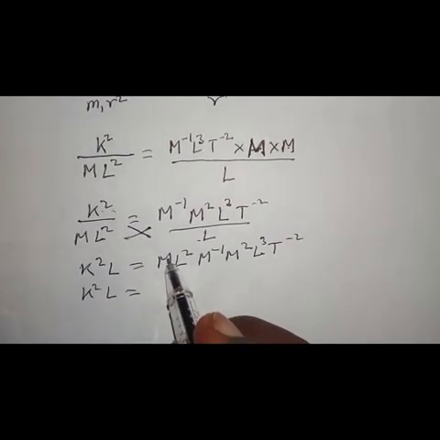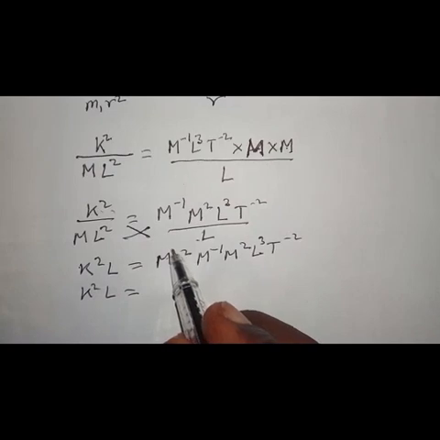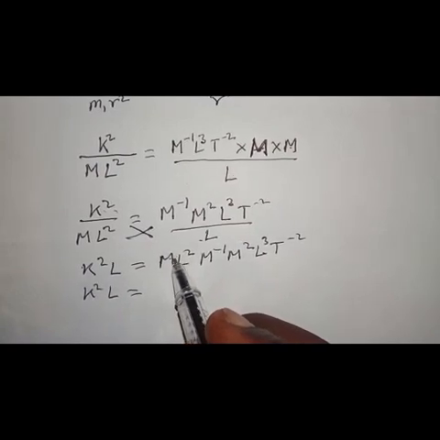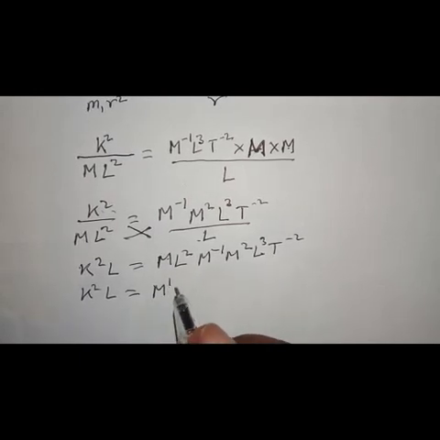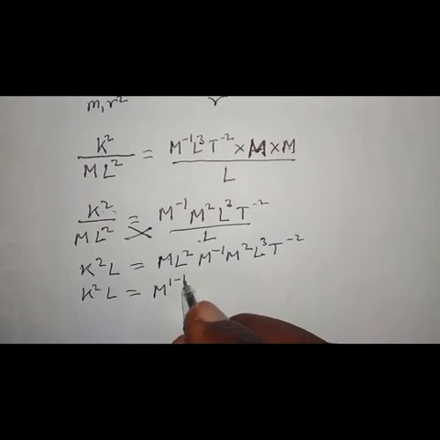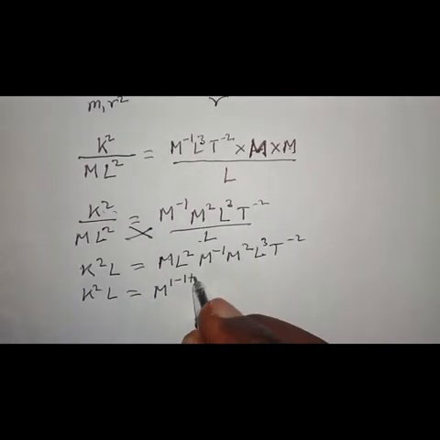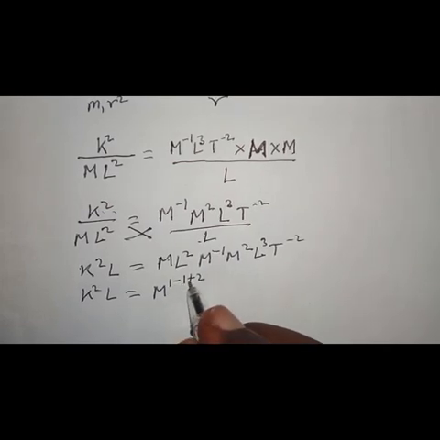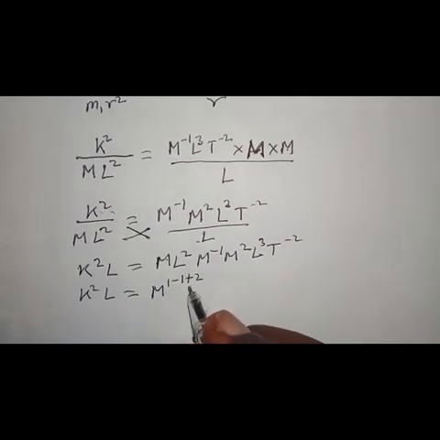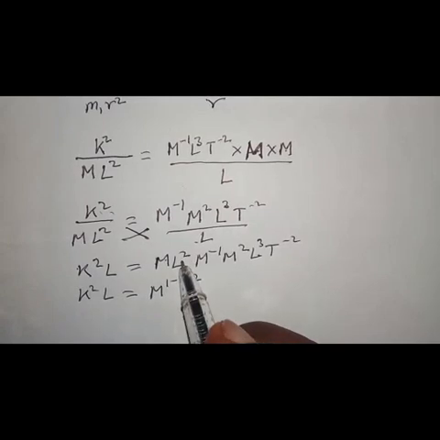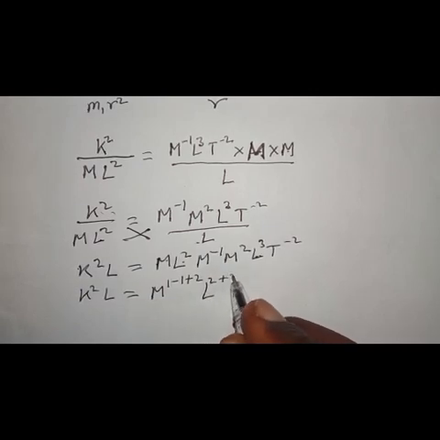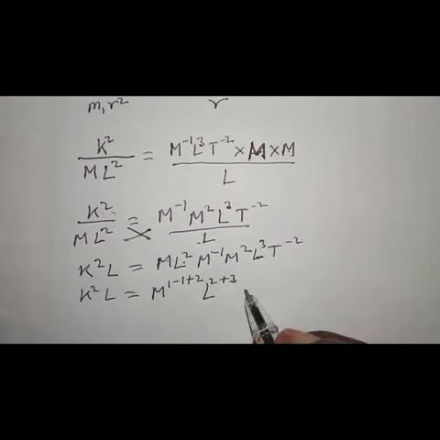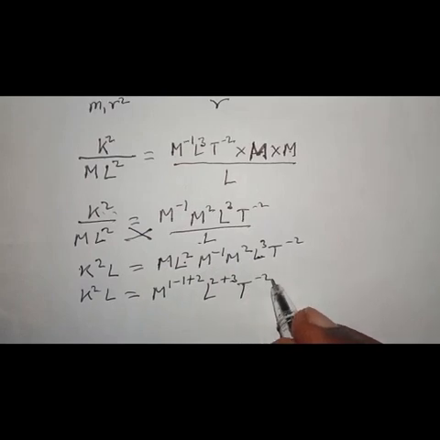You see this m, because there is no power written on it, the power is 1. Of course, we know from the law of indices. So this is m raised to power 1. This one is minus 1. This one is 2. So you put them together to have m raised to power 1 minus 1 plus 2 from the law of indices. And then l and l will be put together to be l raised to power 2 plus 3, while t, we have only one t here, t raised to power minus 2.